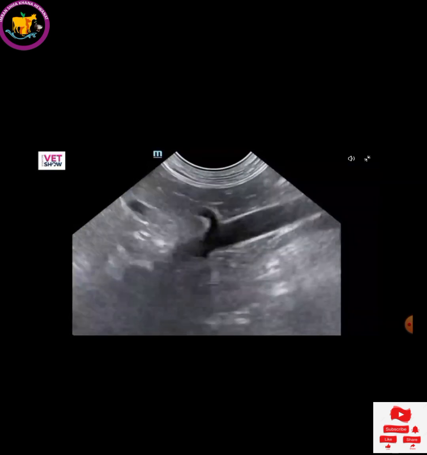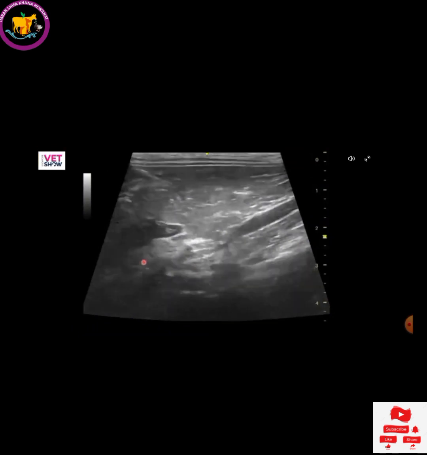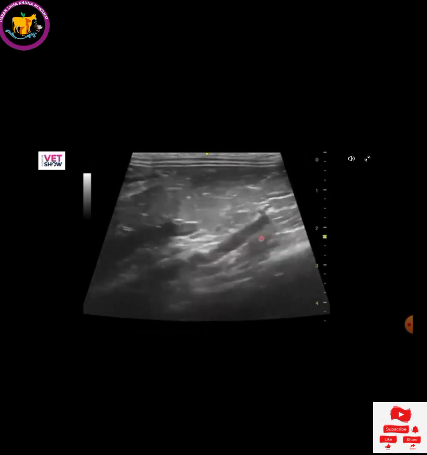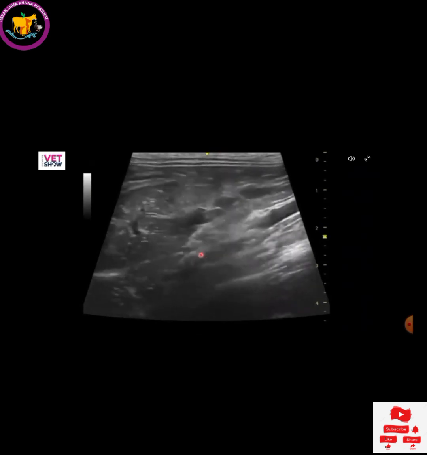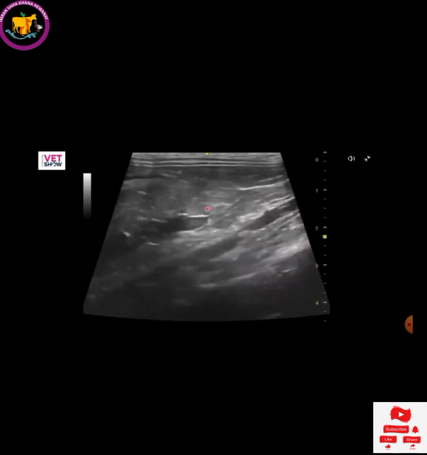This video shows the normal right adrenal gland located near the caudal vena cava. Let me show you. This is the aorta. Approach from the right side of the abdomen, and this is the caudal vena cava here. You will see the adrenal gland around here.